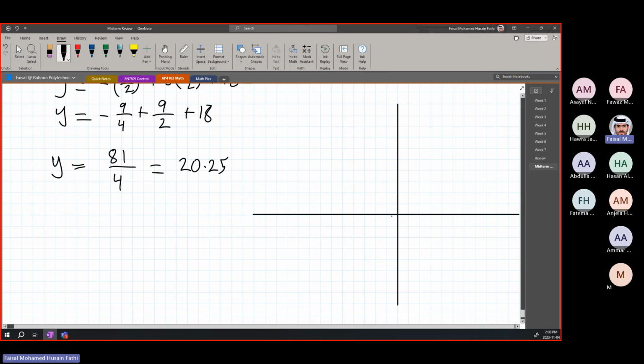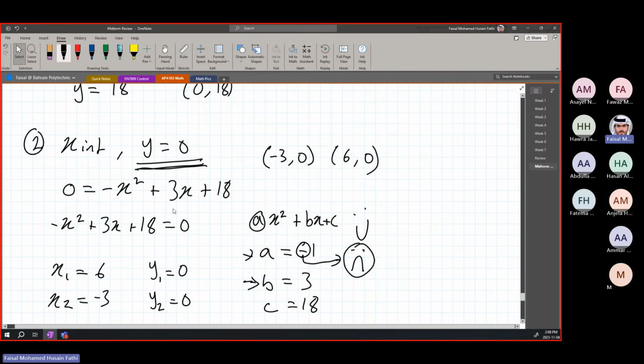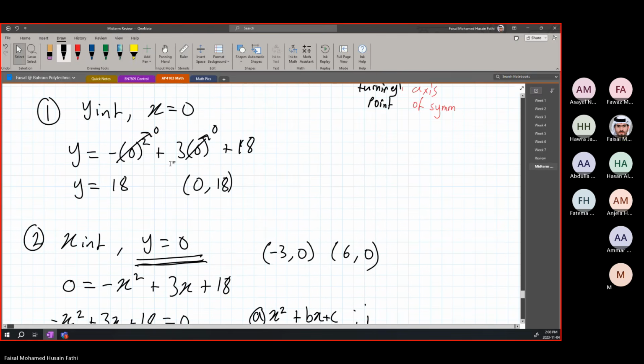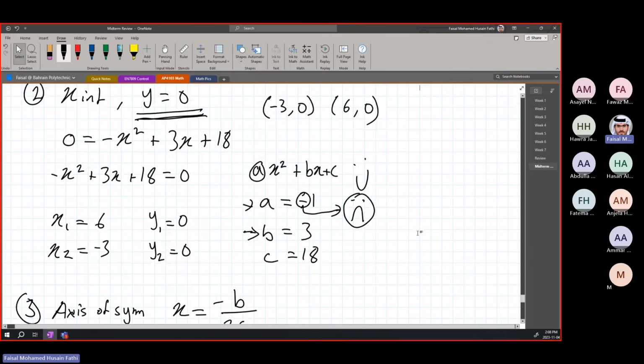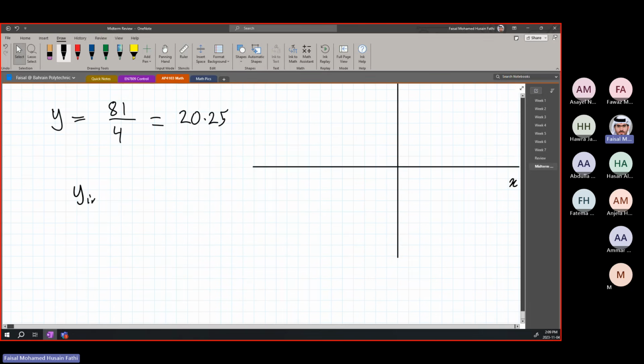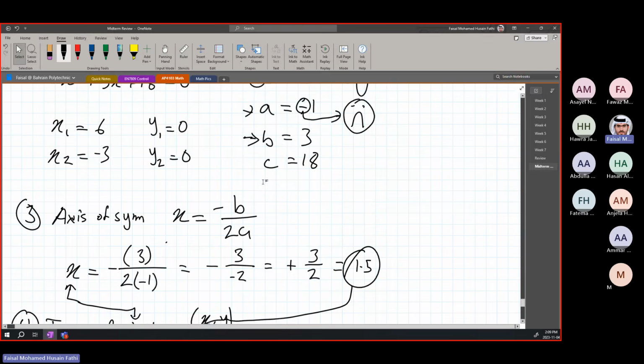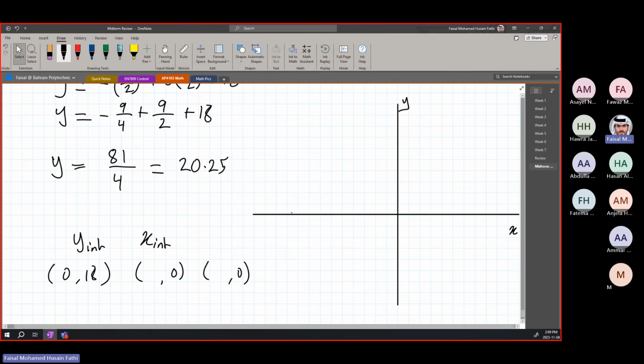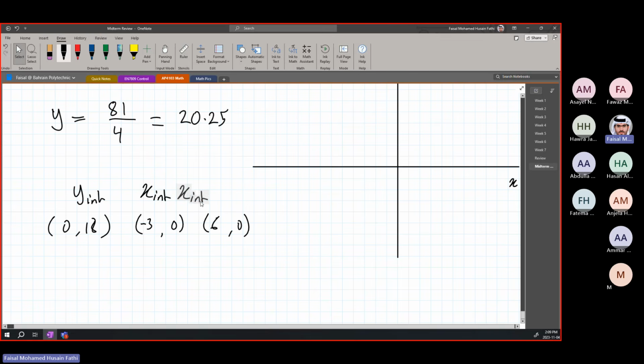And then this is our x-axis, this is our y-axis. First thing we do is put our intercept points. What are our intercept points? So 0, 18, the y-intercept. X-intercepts, we have two x-intercepts. We know the y value is 0 for both. If we look at them again, minus 3, 0, and 6, 0. So minus 3, 0, and 6, 0. These are both our x-intercepts.